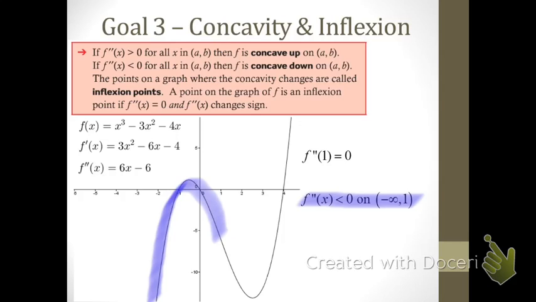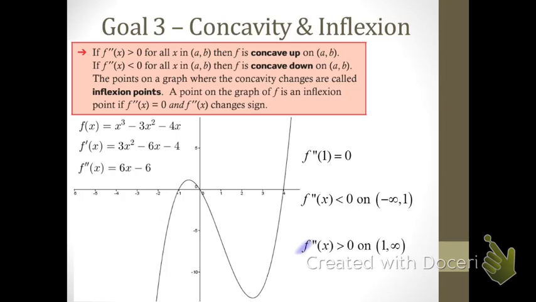Pick a value. Let's say find f double prime of 0. All right, well, f double prime of 0 would be negative 6. So second derivative is negative, and any value of x along that interval will have a negative second derivative. Therefore, the graph is concave down there. Finally, the second derivative is positive on the interval from 1 to infinity.